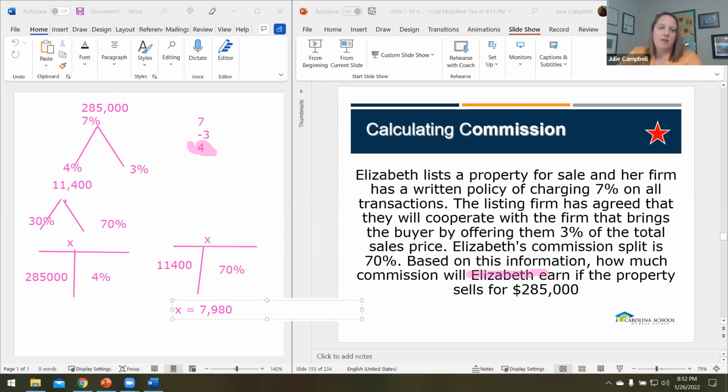$7,980. See how we worked our way down the map? And every step I took, I multiplied, right? Because I was working down.